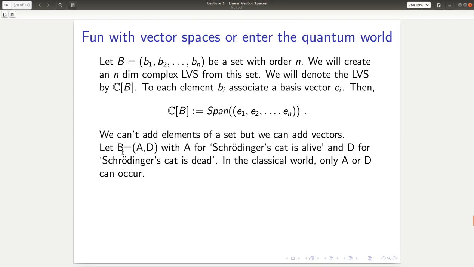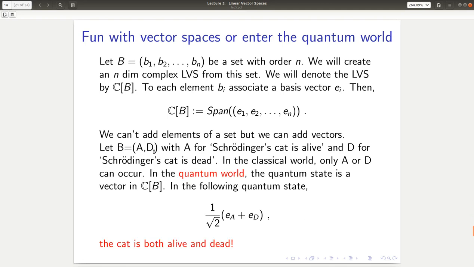So we will start with some folklore stuff. Let B be equal to A and D. A for me means Schrodinger's cat is alive, and D means Schrodinger's cat is dead. In the classical world, there are only two possibilities, A or D. Now comes what happens in the quantum world. In the quantum world, the quantum state is a vector in C of B. This is something which we will establish in this course.